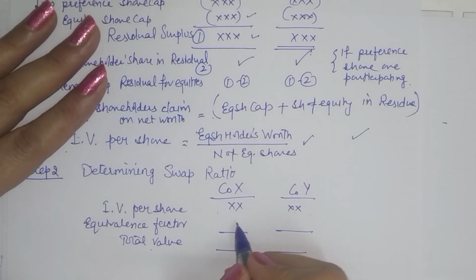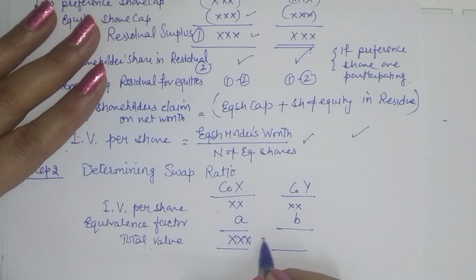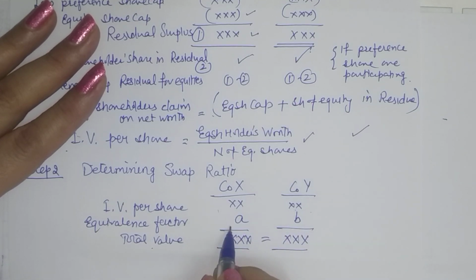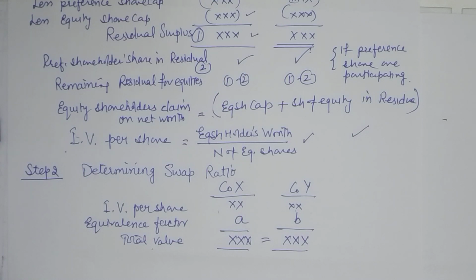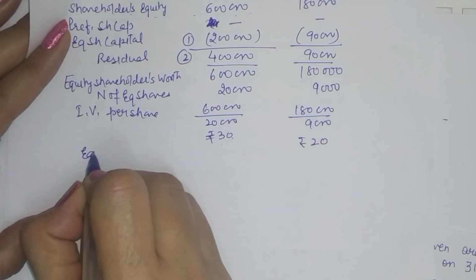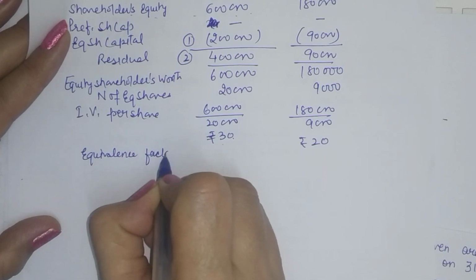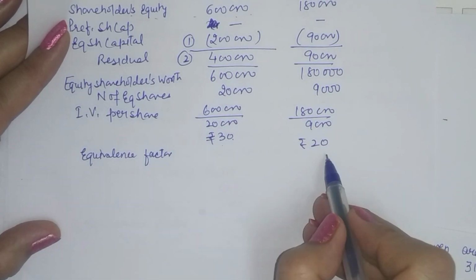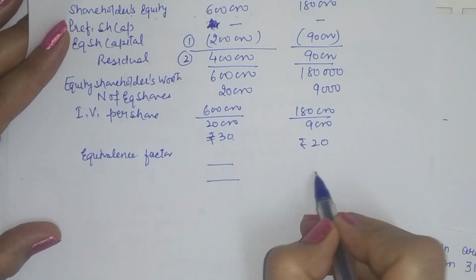So this we can understand, say this is A and B, in such a manner that this product becomes equal. Now this A and B is referred to as the swap ratio. We read this as the swap ratio. Now see it here. This is the intrinsic value per share. So what will be the equivalence factor? Equivalence factor is something which we multiply with these two, then the total value will become the same.